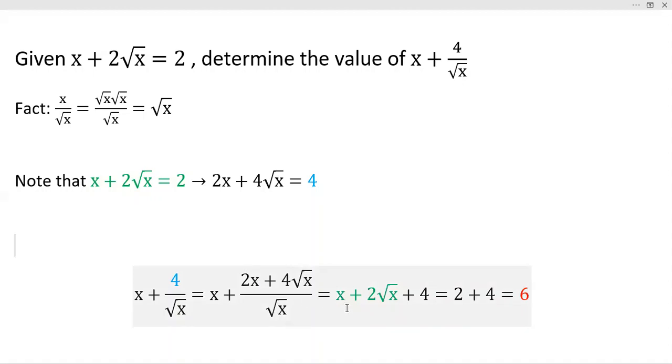Now the rest of it is just straightforward algebra. 2x over root x gives you 2 root x, and of course, these root x's cancel. So you end up with this expression. But remember, that's why I painted this green, you see. And so you get 2 plus 4, which is equal to 6. I thought that was pretty fast.